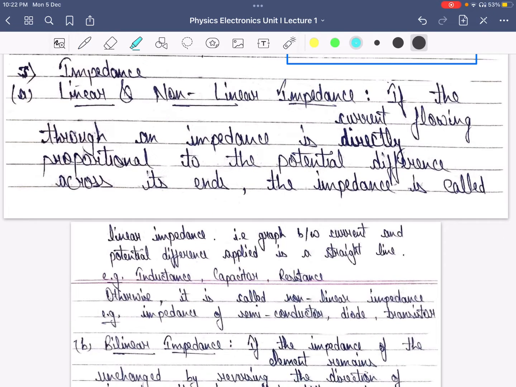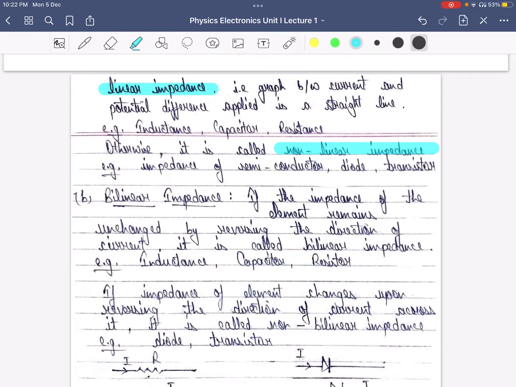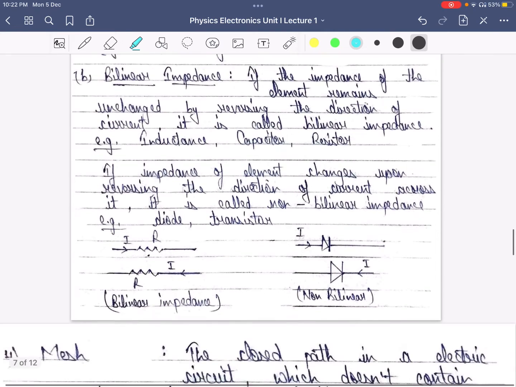Now let's take a look at impedance. The first one is linear and non-linear impedance. If the current flowing through an impedance is directly proportional to the potential difference across its end, it is called linear impedance. Otherwise, it is called non-linear impedance. Inductor, capacitor and resistor show linear impedance, whereas diode and transistor show non-linear impedance.